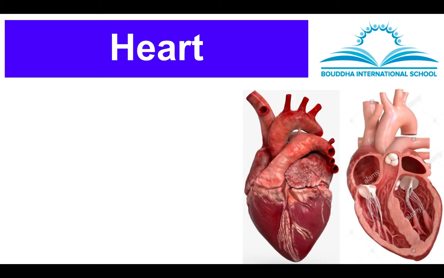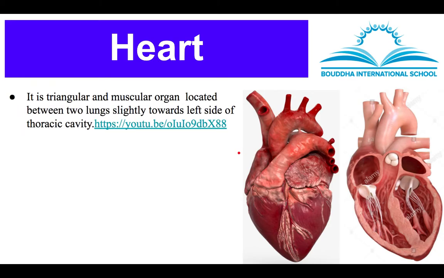So this is the picture of the heart. The left one is showing the external structure of the heart, whereas the right one is showing the internal structure of the heart. If you look at it as a whole, it is triangular in shape, and it is made of special muscles, that is, cardiac muscles, and it lies between the two lungs, slightly towards the left side of the thoracic cavity. And as I told you, it is made of very special muscles called cardiac muscles.